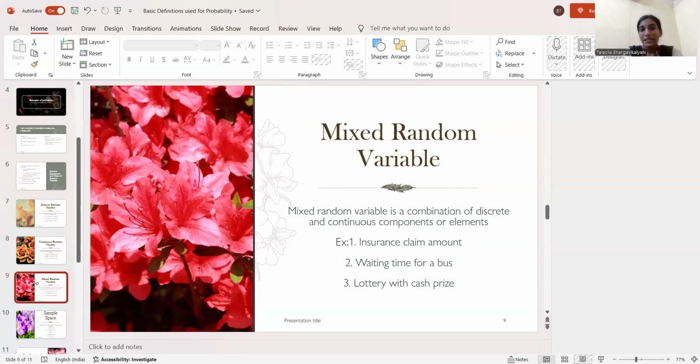Mixed random variable is a combination of both the discrete and continuous random variable. It depends on the random variable we use. For example, a lottery with a cash prize. If we have 9 times to use a lottery, then it can be considered as discrete, while as we do not know the prize value, it is continuous.